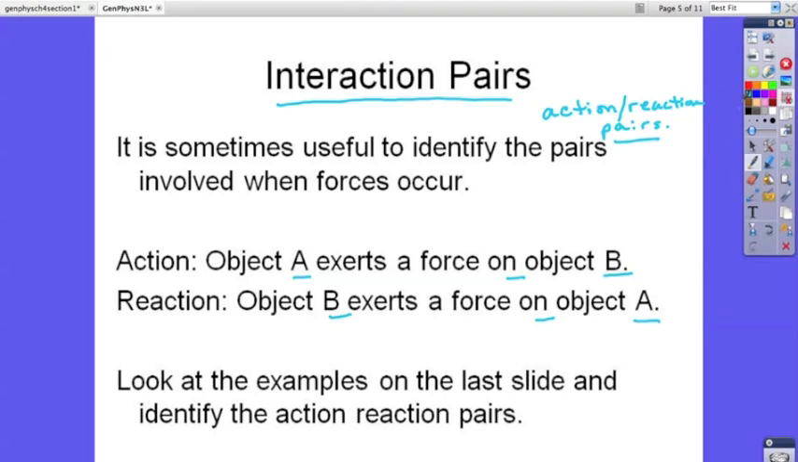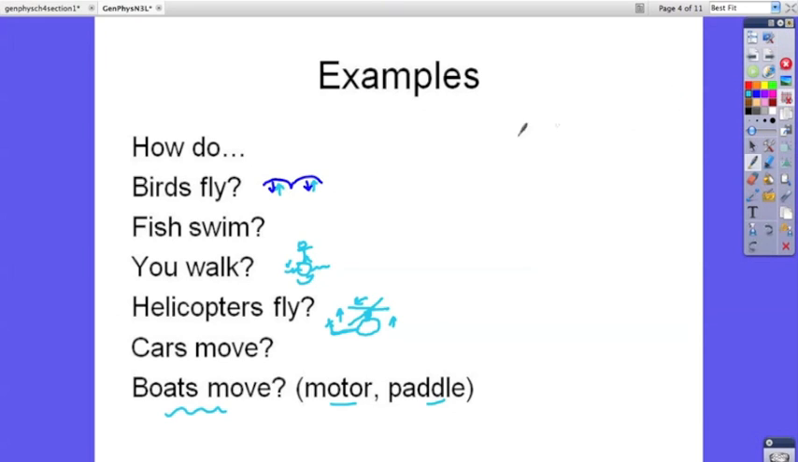If we look at the examples on the last slide, we can identify the reaction pairs. We kind of did as we went through. The bird pushes down on the air, the air pushes up on the bird. The fish or you push back on the water, the water pushes you or the fish forward. You push back on the floor, the floor pushes you forward. The helicopter rotors push down on the air, the air pushes the rotors and then the helicopter up. The tires push back on the road, the road pushes the tire forward, and the same thing with motors and paddles.